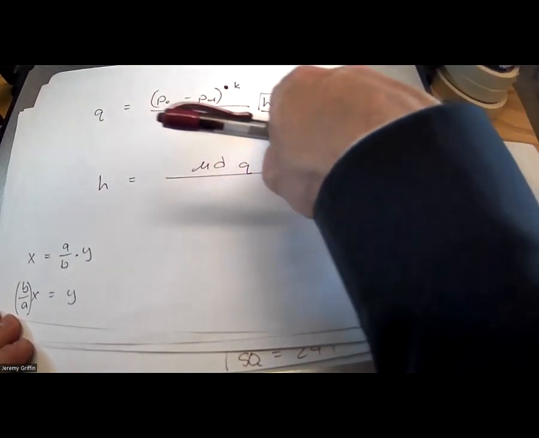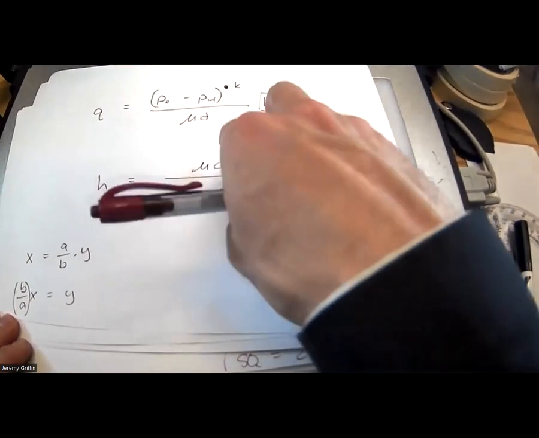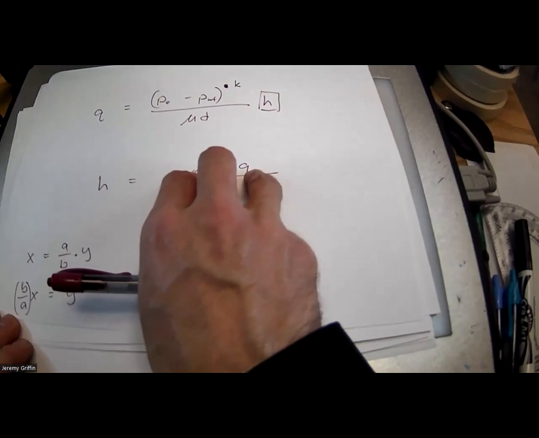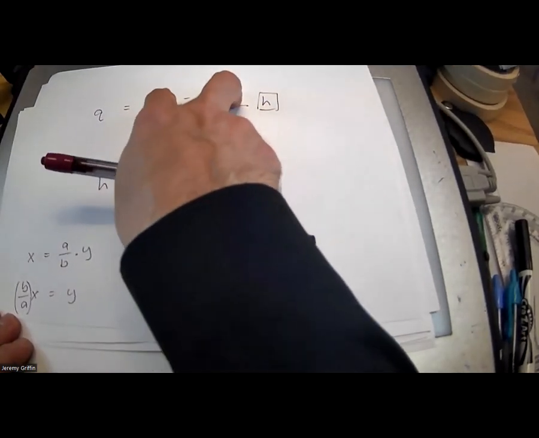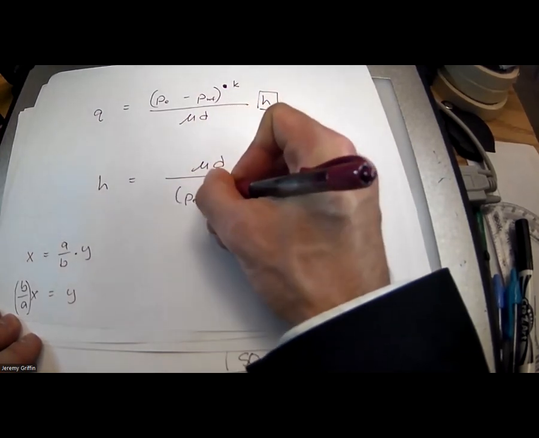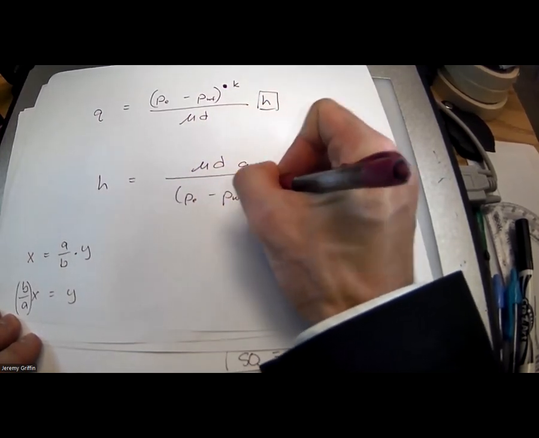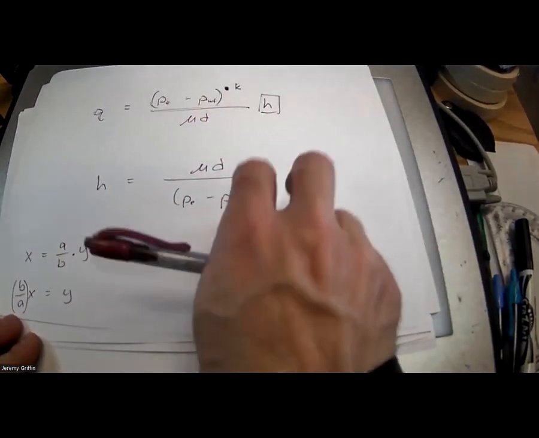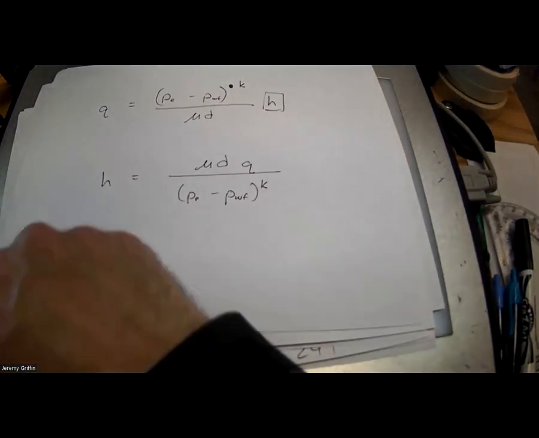Because here's like your x, here's your y, and here's your a over b. So I'm going to take mu times d and cross multiply up here. That's where I got mu times d times q. But I still need to take the difference of p's to the power k and divide that down. So I'd be like p minus p all to the k. And that will isolate h. And that's the answer right there. So it was just basically this right here. Okay. Guys got that?